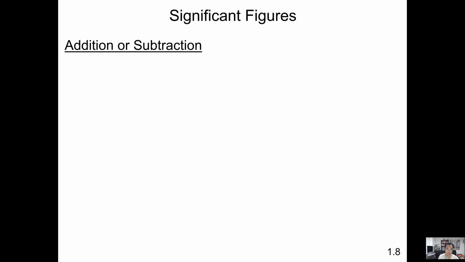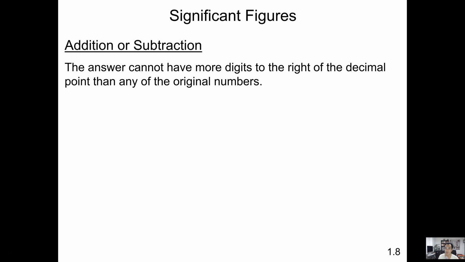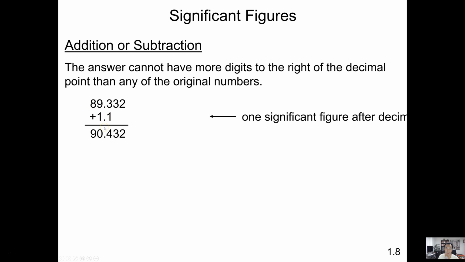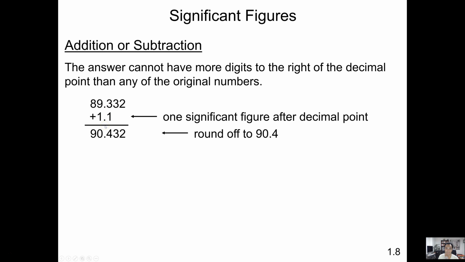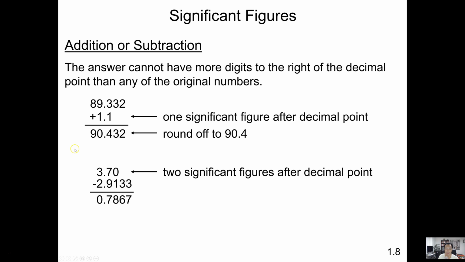All right, so for addition and subtraction with sig figs, the answer cannot have more digits to the right of the decimal than any of the original numbers. For example, if you add numbers and the least precise one has 1 digit after the decimal point, you're going to round off to 90.4. So whatever it is, use the shortest one to the right of the decimal point. How about this one? 3.7 minus 2.9133. Because the answer should have 2 digits after the decimal, you're going to round off to 0.79.